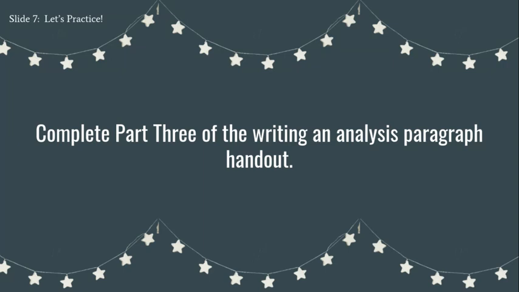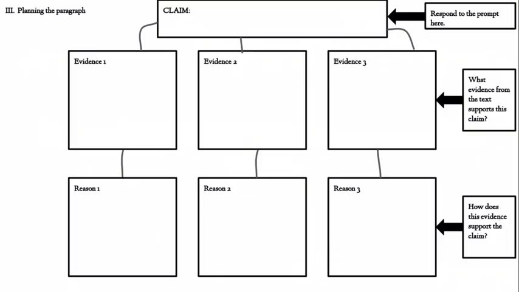Now you're going to complete Part 3 of the Writing and Analysis Paragraph handout. Remember that an analysis paragraph includes claim, evidence, and reasoning. This is the structure used for the body paragraph of an analysis essay. So let's look at our organizer for Part 3. It looks like a diagram because it is.